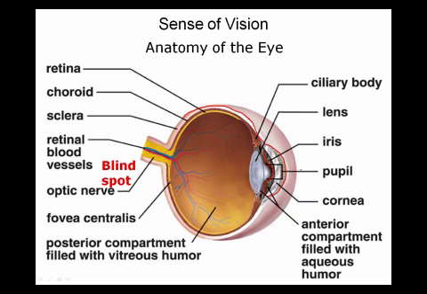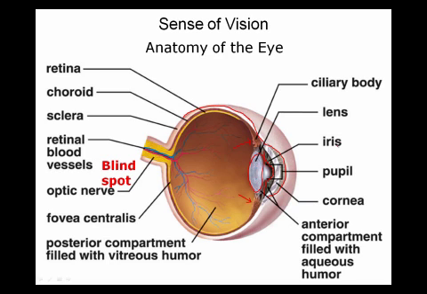Behind the pupil is the lens. We can adjust the shape of the lens in order to focus incoming light. The muscle that actually adjusts the shape of the lens is called the ciliary body. So if we do need to focus light, that ciliary body can contract. That will change the shape of the lens.